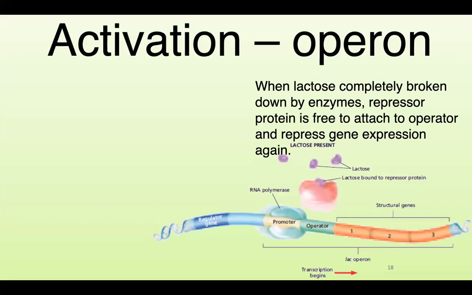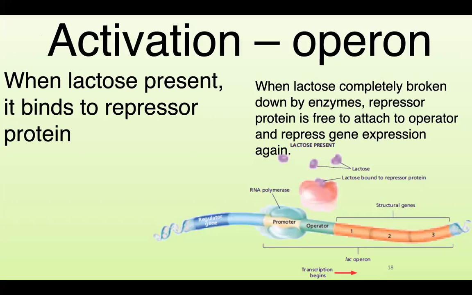Activation is when the operon is turned on. So when lactose is present, that is when you want to make the enzymes that break down lactose, right? Because you want to break down that sugar. So when lactose is present, the lactose acts as something called an inducer, which I'll talk about in a minute. The lactose binds to the repressor protein and pulls it off of the operator. And now RNA polymerase is free to transcribe the structural genes.